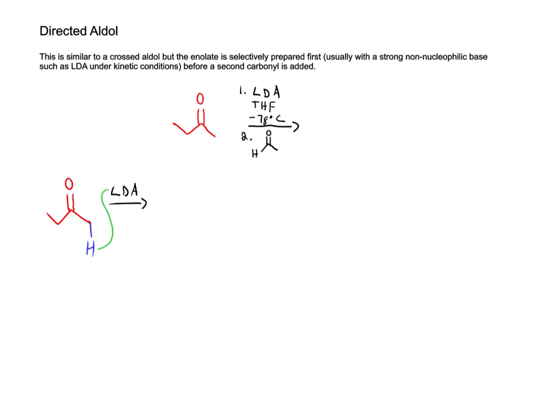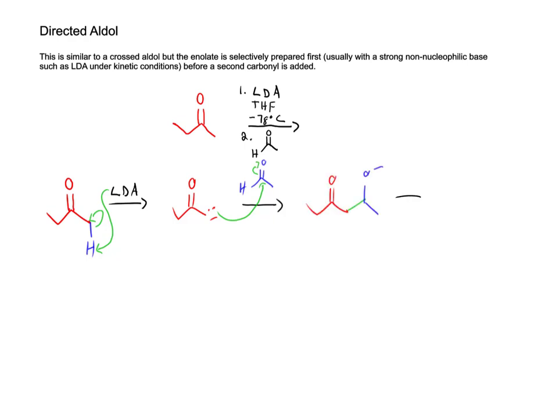I'm not going to draw out LDA because it's a large complicated molecule, but we are going to form the enolate at the least substituted side and get the kinetic enolate. And once we have the kinetic enolate, now we can react with the second carbonyl. So once again, we're simply doing an addition. We are drawing our arrow from our nucleophilic enolate to our electrophilic carbonyl carbon and carrying out the addition reaction.